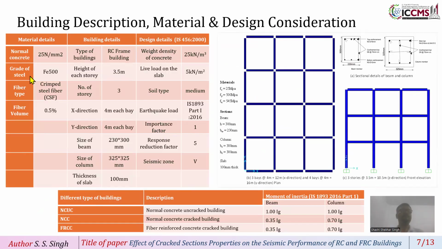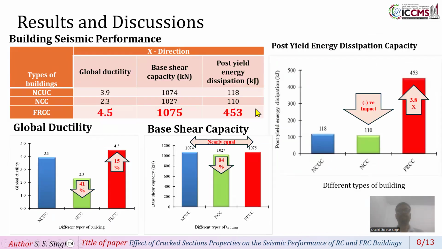This is the building description, material and design consideration. A G+2 building has been taken. The beam and column details have been given. Also the design details, building details and material details have been given in tabular form. And also the different types of building description and the moment of inertia that we had taken in this study.